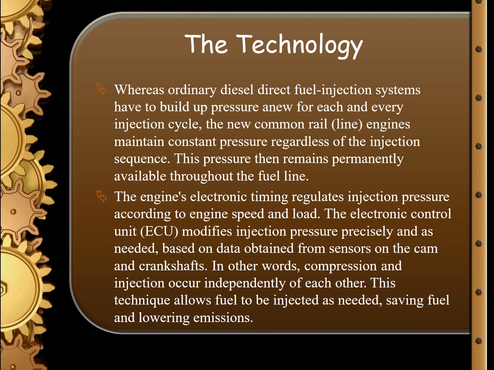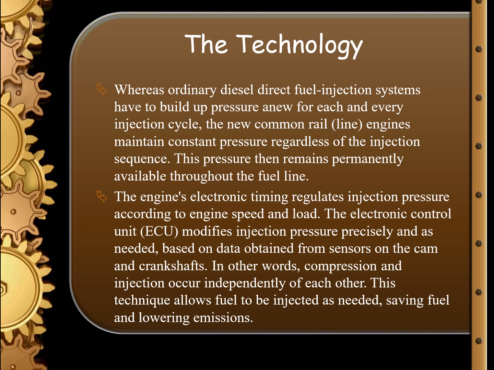Then, to improve the technology, they went for direct fuel injection. In the diesel engine, they have to build up the pressure for each and every injection cycle, at the end of each compression, and the pressure is increased. The new common rail engines maintain a constant pressure regardless of the injection sequence. This pressure is permanently available throughout the fuel line.